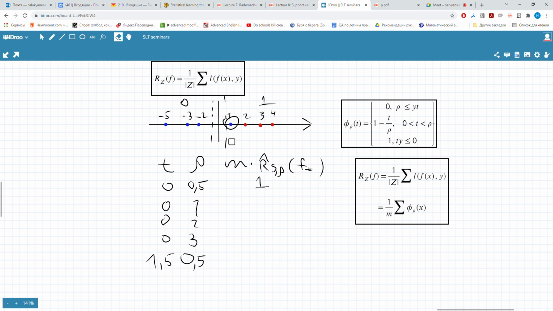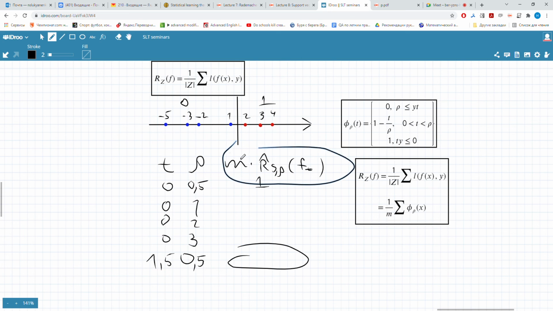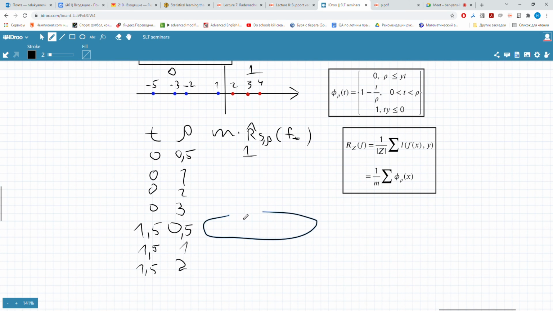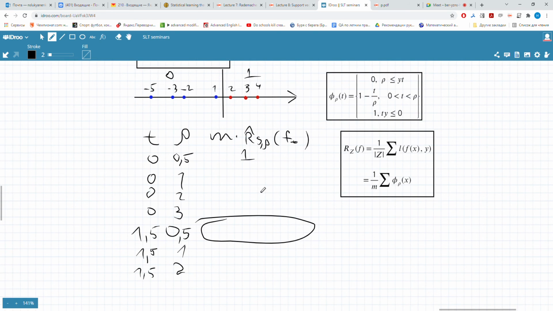Okay, and let's consider the situation when we have a classifier with minus 1.5. What do you think? What will be the value of our multiplication? What do you expect from this value? Any ideas?